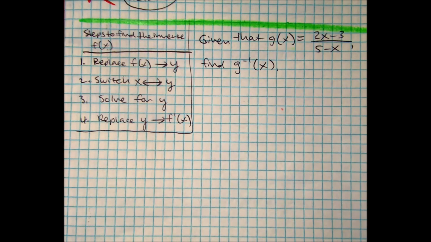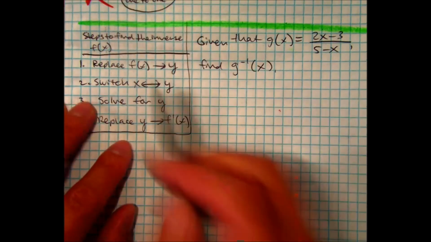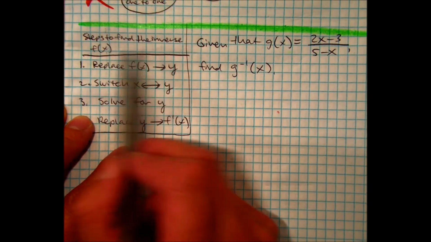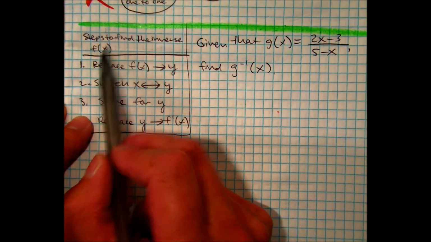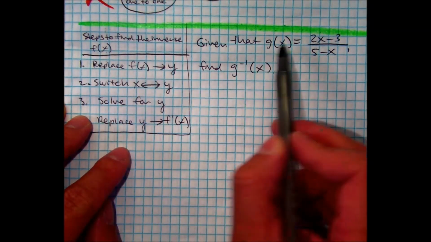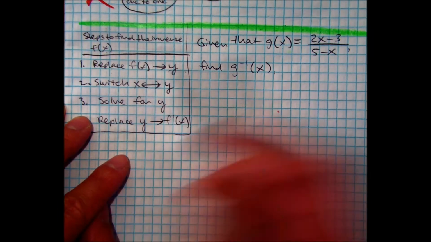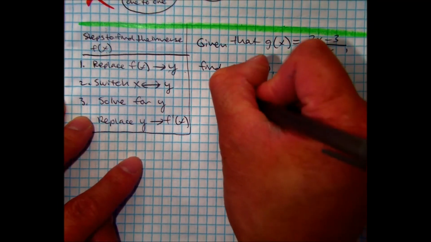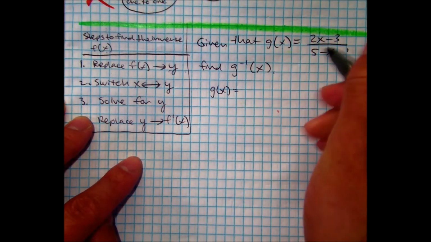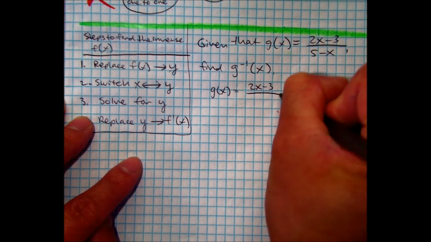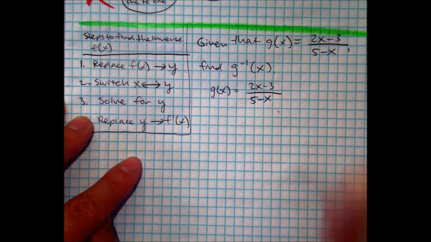Let's go ahead and try this example. The first step I need to do to find the inverse of a function, in this case we have g, is to replace every function f of x with y. So in this case we have g of x, so let's copy that down again. G of x equals 2x minus 3 over 5 minus x.